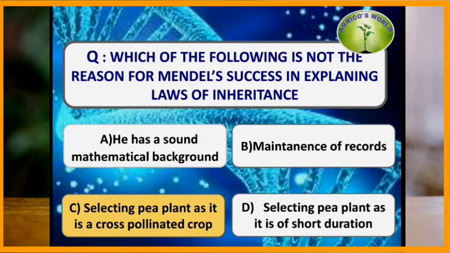Which of the following is not the reason for Mendel's success in explaining the laws of inheritance? Here it is clearly mentioned that it is not the reasons for Mendel's success. Mendel had a sound background in mathematics. He had the habit of maintaining records and he selected the pea plant as it is of short duration. But when we go to the third option, selecting pea plant as it is a cross-pollinated crop, he selected the pea plant because it is a self-pollinated crop. So option C is the wrong answer.